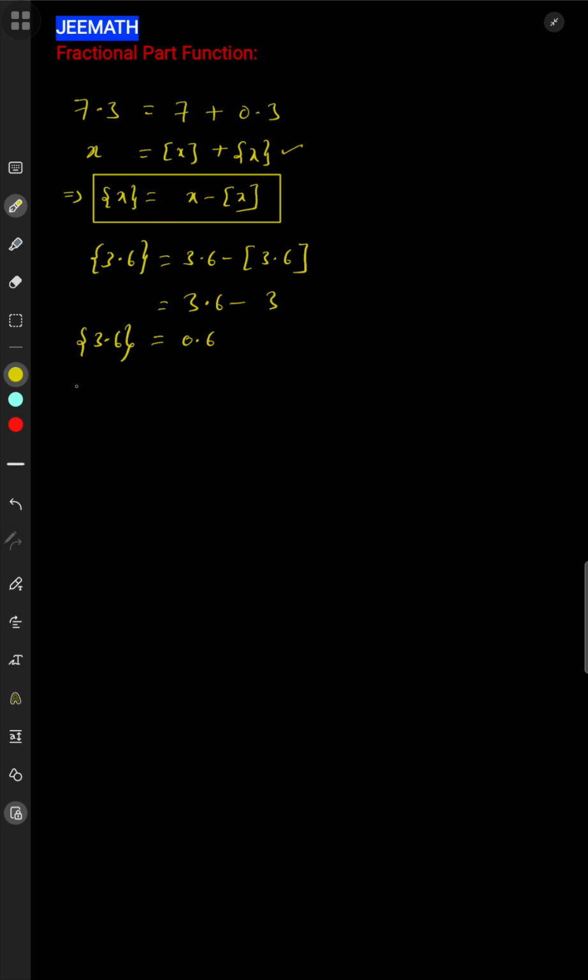Now we'll see the fractional part of a negative number. See here, the fractional part of, suppose, minus 9.3. So this is equal to what? Minus 9.3 substituted in place of x on both sides. Then getting what? Minus 9.3 minus [minus 9.3]. So this is going to be minus 9.3 minus what is [minus 9.3].